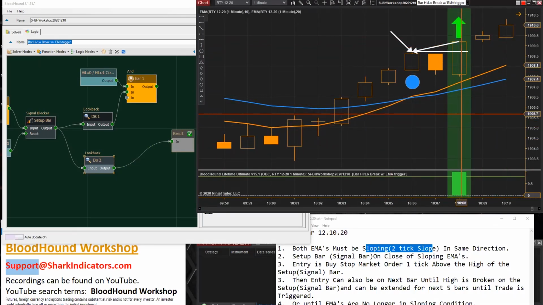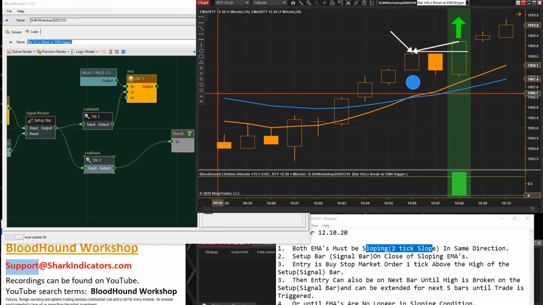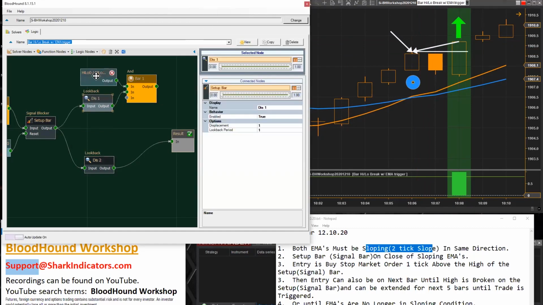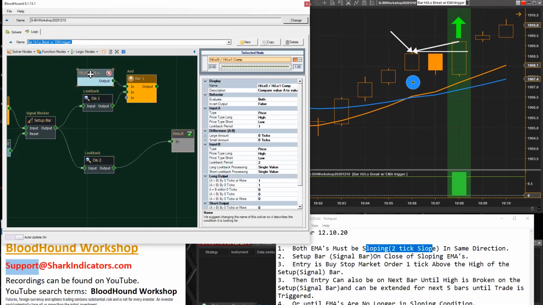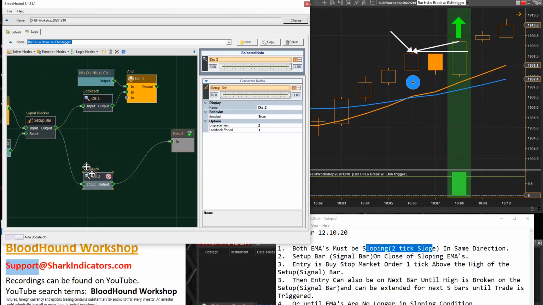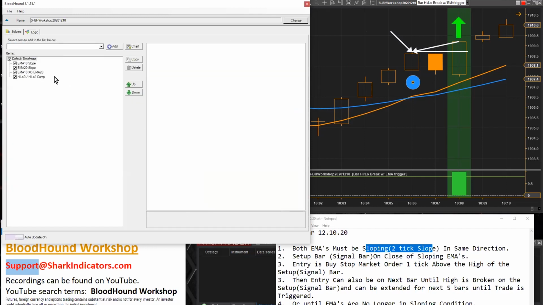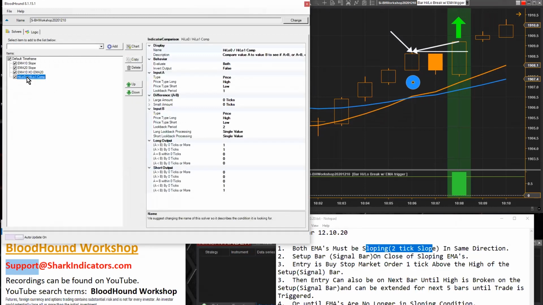So that's our setup bar signal, displaced 2 bars onto the next bar to test. So we're testing the high to see if it broke the previous bar's high. So we're going to need another comparison solver like this. But this time, I'm going to take a little shortcut.